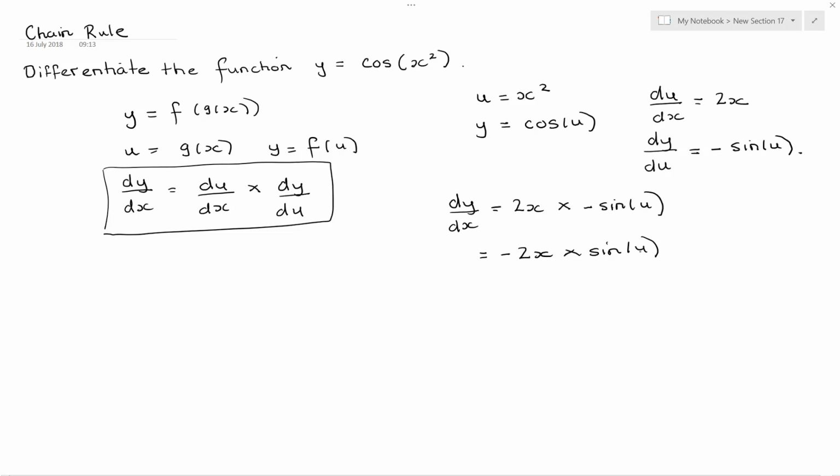This u shouldn't be here in our final answer, so I should replace the u with my original substitution, so u was equal to x squared. So by doing that, I can find my final answer for dy by dx. Dy by dx is going to be equal to minus 2x multiplied by sine of x squared. So we'll rewrite that as minus 2x sine x squared. And that here is the derivative of cos of x squared.